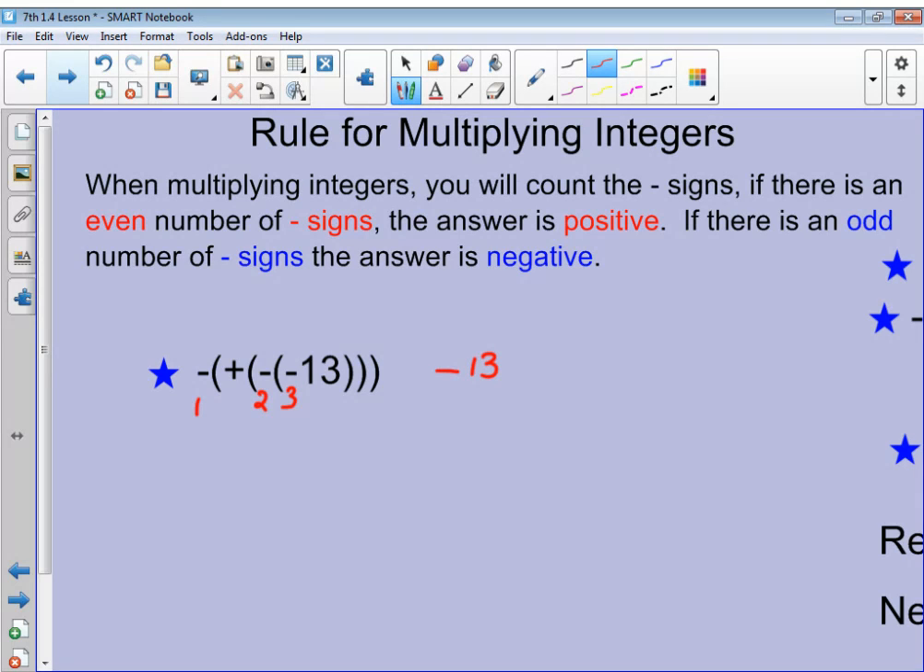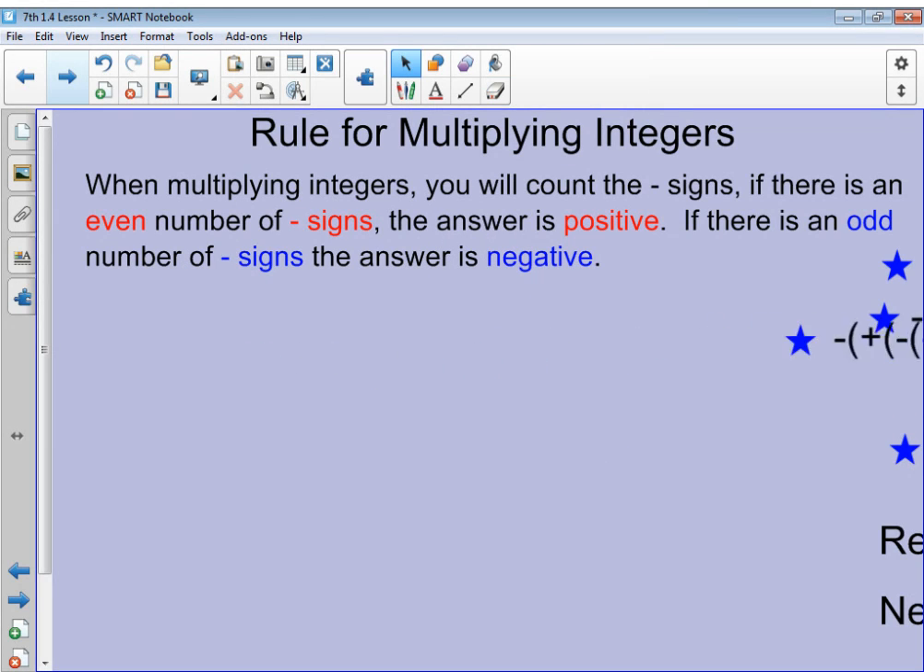And make sure, just a note for you, these are all kind of multiplying by each other. So the opposite of negative 13, and the opposite of the positive of the opposite of negative 13, really confusing. It's just easier to go through and count your negative signs. So this rule applies when you multiply or you divide integers. Why don't you try this one on your own?